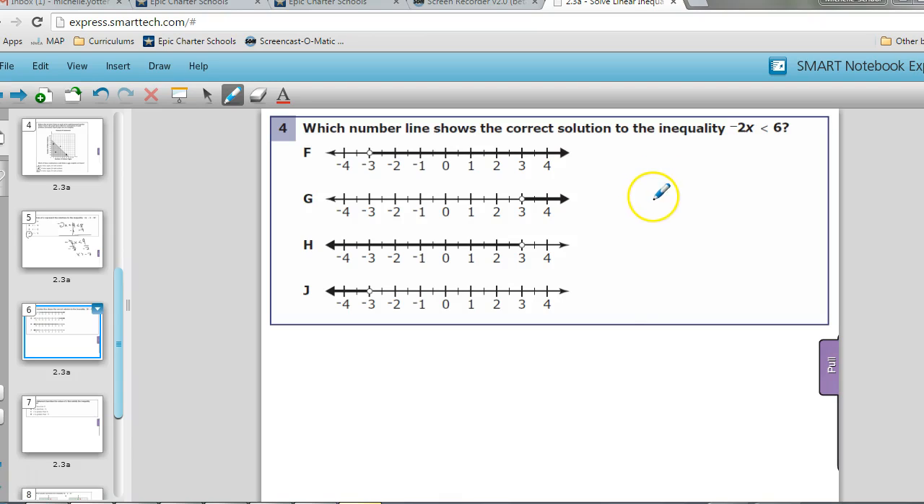Okay, which one is correct? Negative 2x is less than 6. Okay. Divide both sides by negative 2.